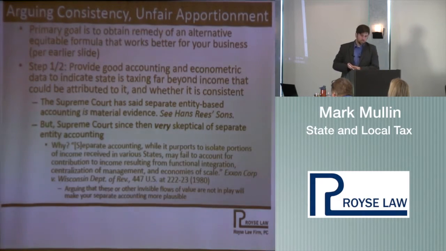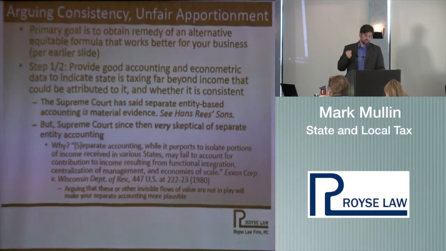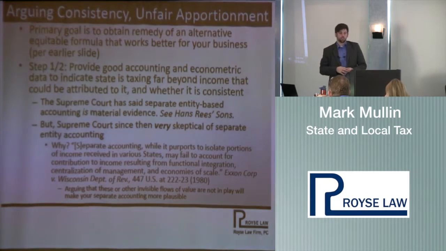So to go into this in more detail and just to lay out the strategy, to argue consistency in an unfair apportionment, the first thing you're going to do for your evidence is provide good accounting and econometric data to indicate the state is taxing way beyond any reasonable measure of what it could be taxing.